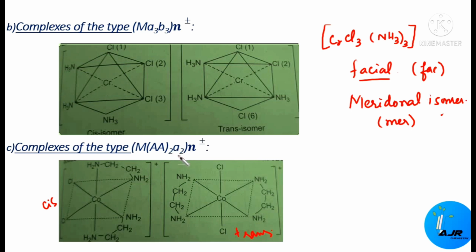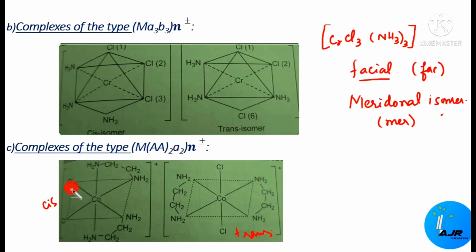The two letters A and A in AA indicate the two similar coordinating atoms. So two similar coordinating atoms means this one, NH2, CH2, CH2, NH2. That is A. Here also NH2, CH2, CH2, NH2. That's another A. So two symmetrical bidentate chelating ligands are there, and then a represents the monodentate ligand.